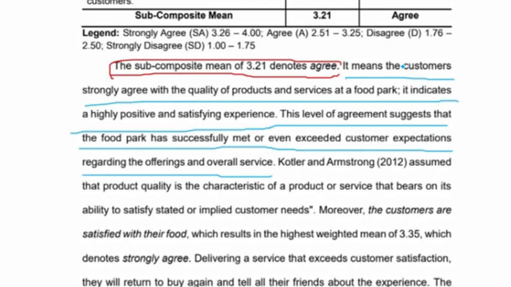So this is your interpretation with the presentation of data in a paragraph form, which is the sub-composite mean of 3.21. This statement underlined in blue is coming from your own words. This is your analysis and interpretation of the data. What data? The 3.21 sub-composite mean.